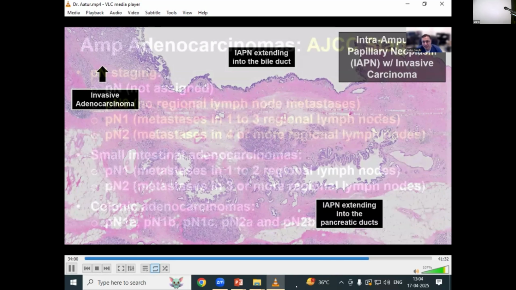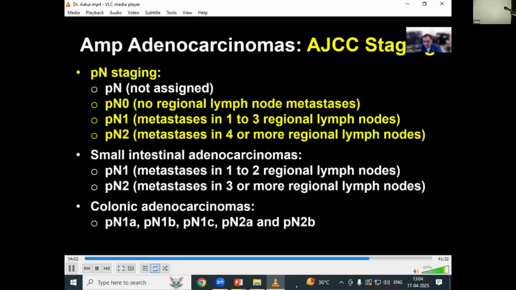Finally, with regards to N staging, this is also quite different, and in my opinion, gets right back at really significant amounts of clinical data that subdivide the N category into N0, N1, and N2, with involvement of 1 to 3 regional nodes at N1 and N2 with 4 or more lymph nodes. This is interestingly very different from small intestinal and obviously colonic adenocarcinomas. The tipping point for small intestinal is not 4 for N2, it's actually 3.